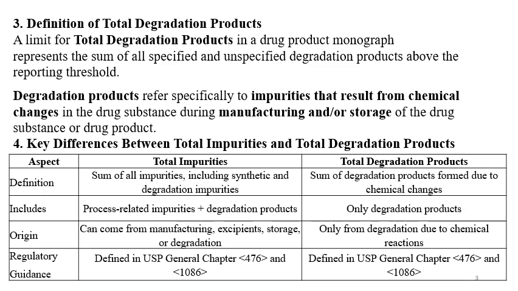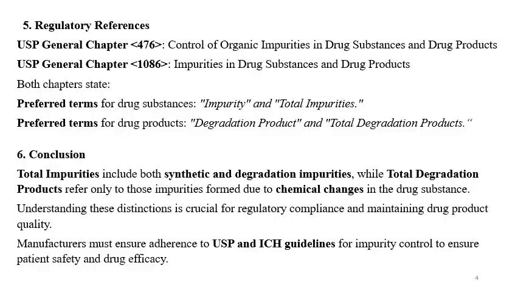Total impurities include process related impurities plus degradation impurities, and the total degradation products include only degradation products. Total impurities can come from manufacturing, excipient, storage, or degradation, while total degradation products only come from degradation due to chemical reactions. Total impurities are defined in USP General Chapter 476 and 1086, and you can get the same information for the degradation products as well in the USP General Chapter 476 and 1086. So this is the information regarding total impurities and total degradation products.